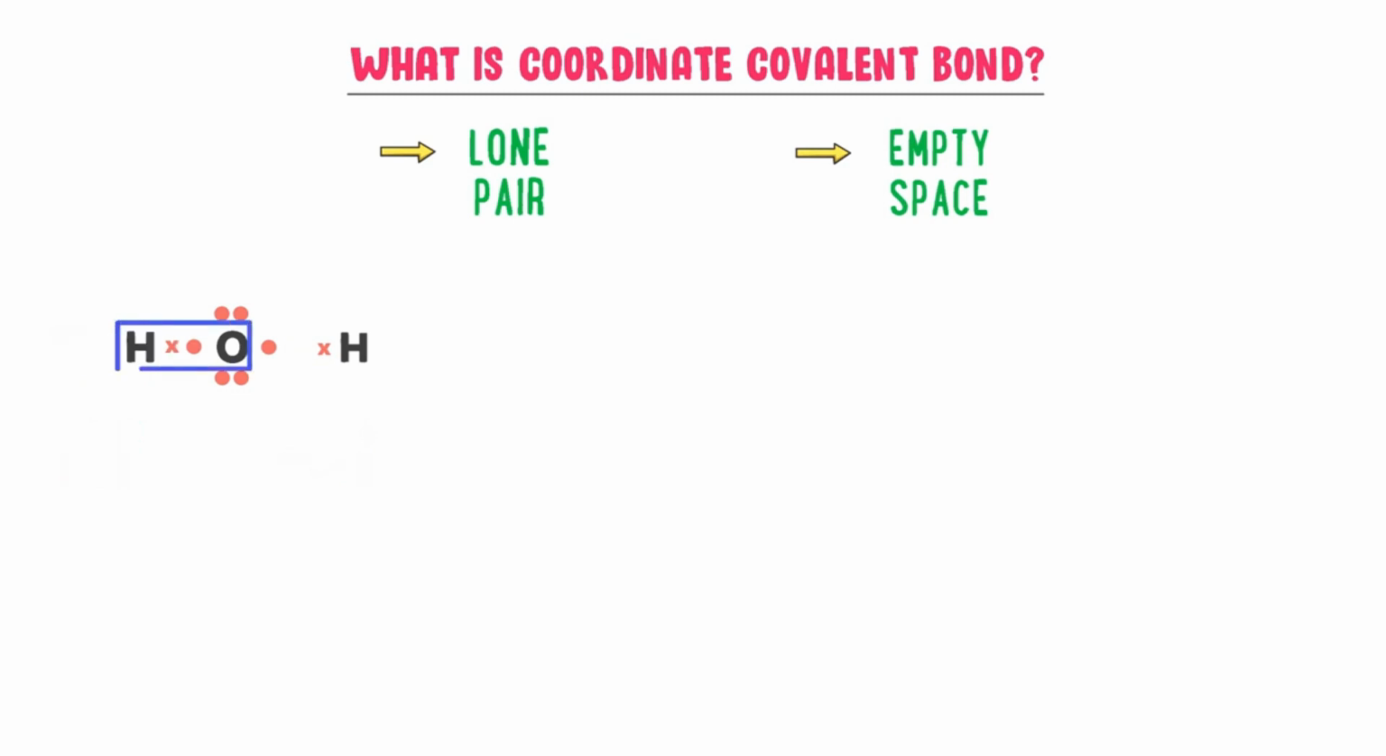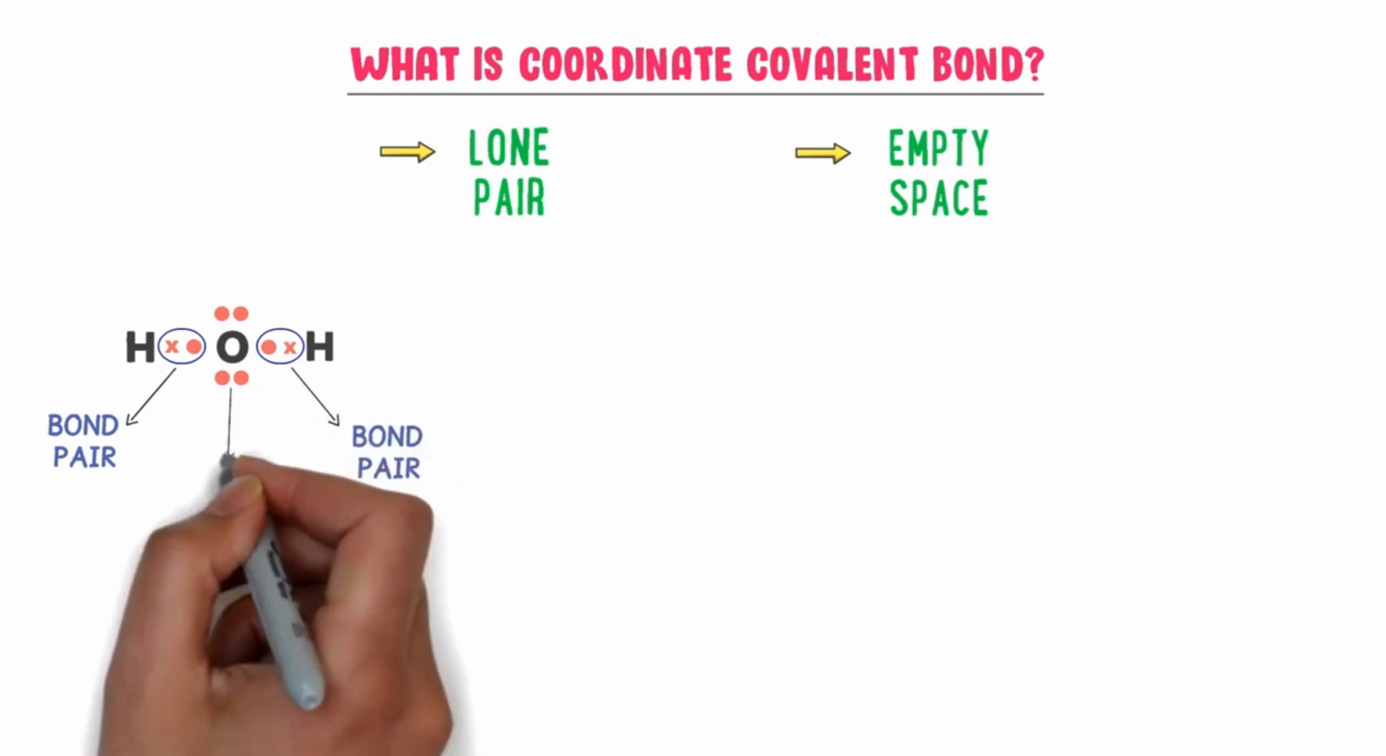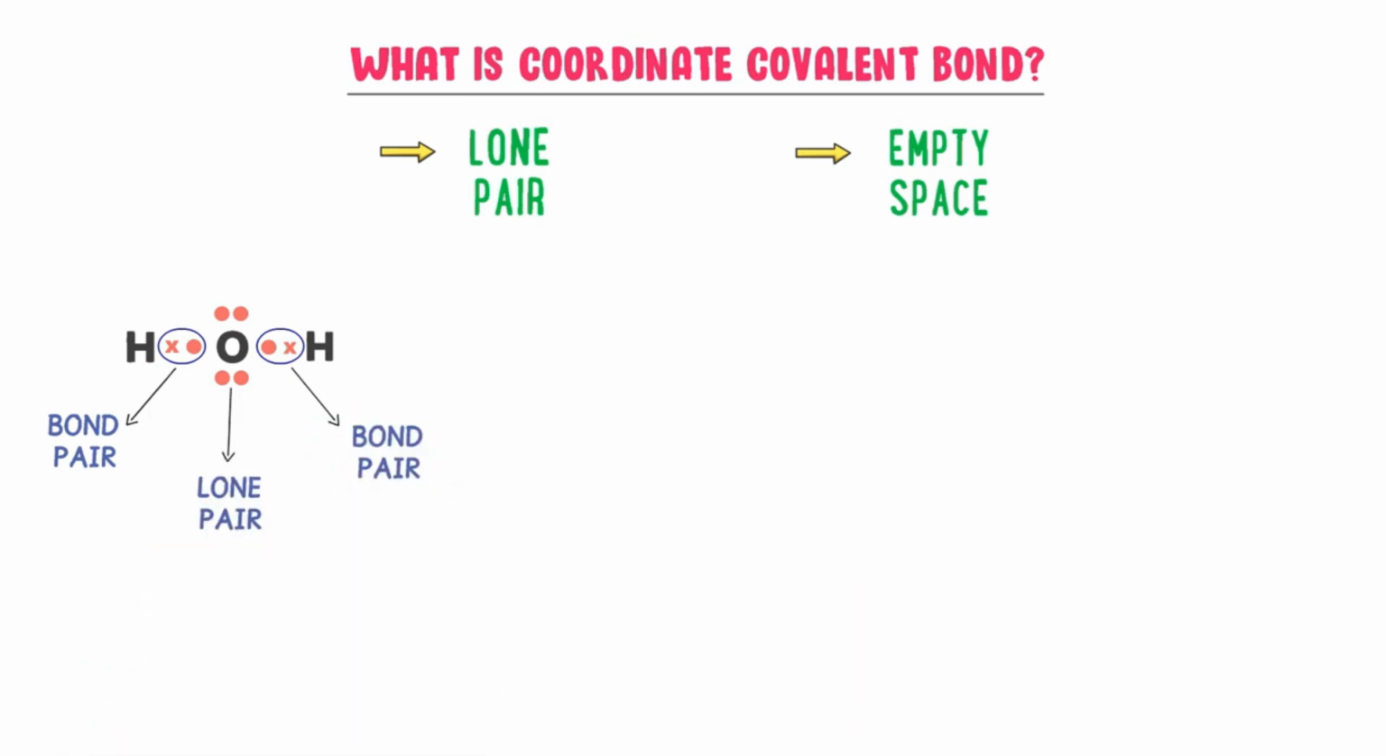Now hydrogen and oxygen will share 1 electron each to form a single covalent bond. Another hydrogen atom will form a single covalent bond with oxygen by sharing 1 pair of electrons. Now listen carefully. This pair of electrons is called bond pair of electrons. This pair of electrons is called bond pair of electrons. On the other hand, this pair of electrons is called lone pair of electrons and this pair of electrons is also called lone pair of electrons because they do not participate in chemical bond.